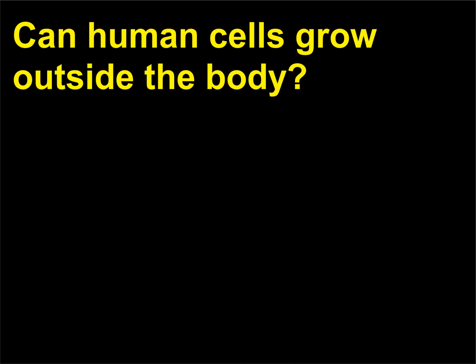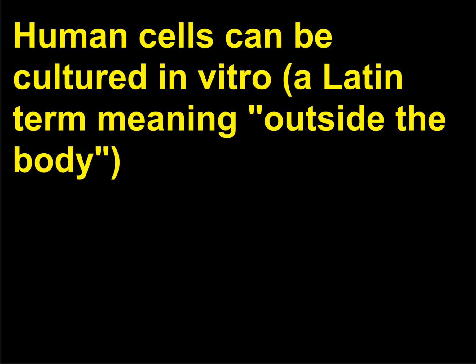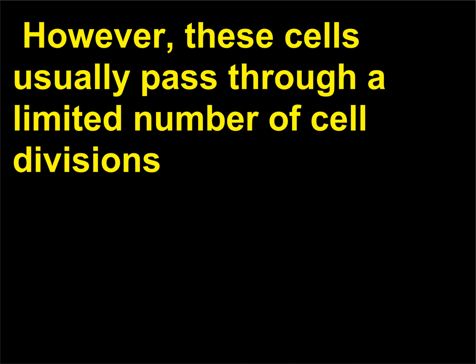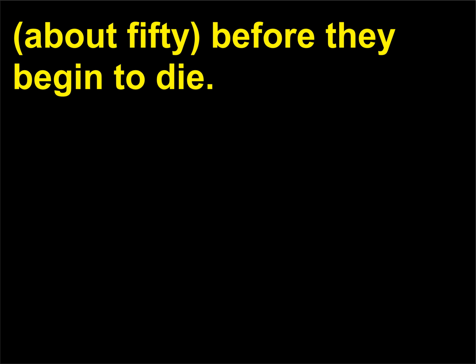Can human cells grow outside the body? Human cells can be cultured in vitro, a Latin term meaning outside the body, if the cells are given oxygen and appropriate nutrients. However, these cells usually pass through a limited number of cell divisions, about 50, before they begin to die.